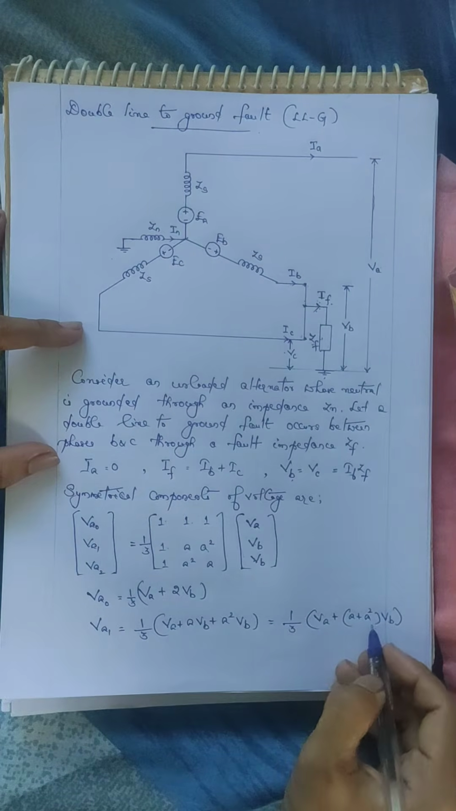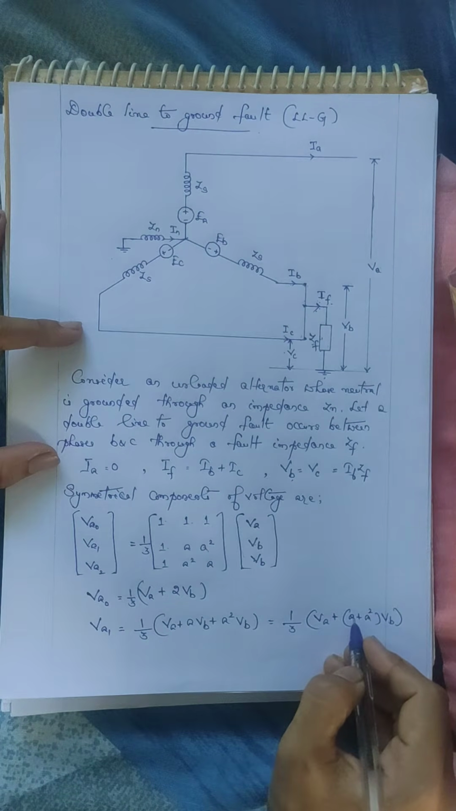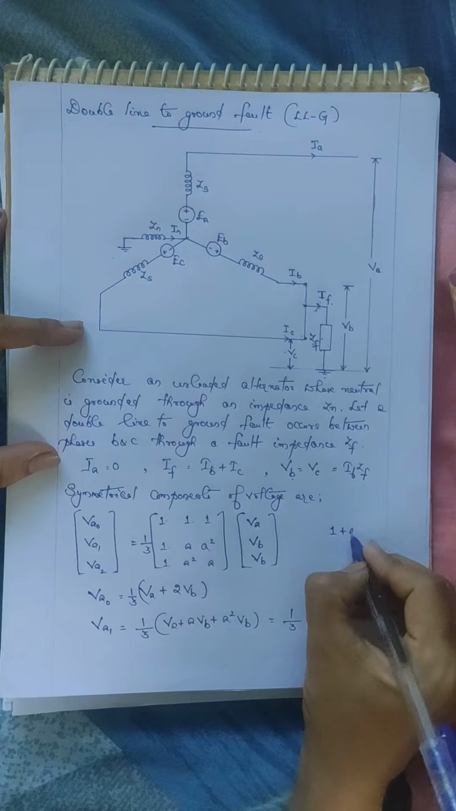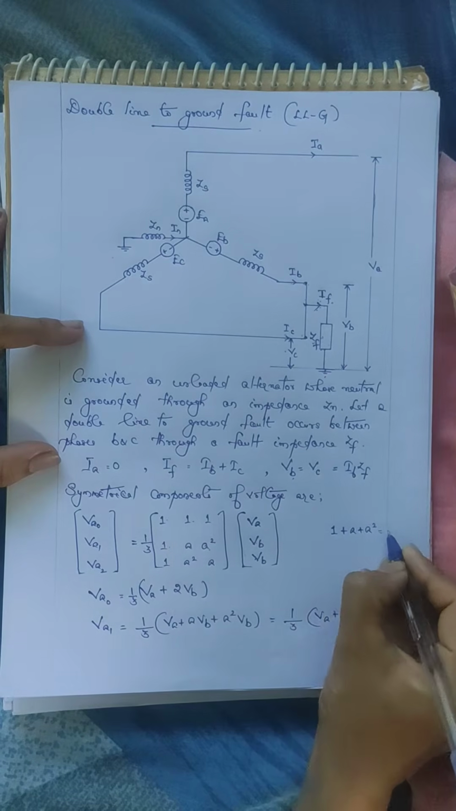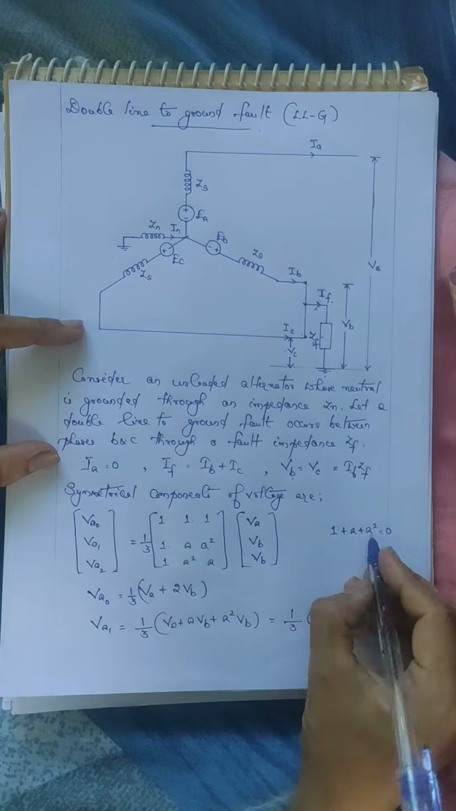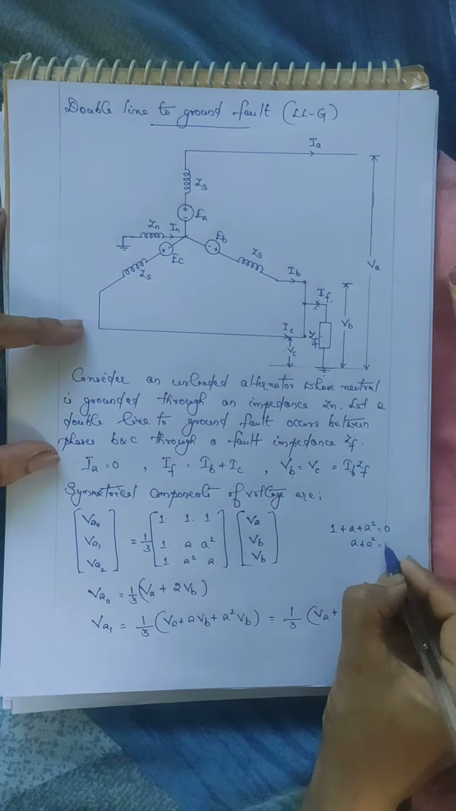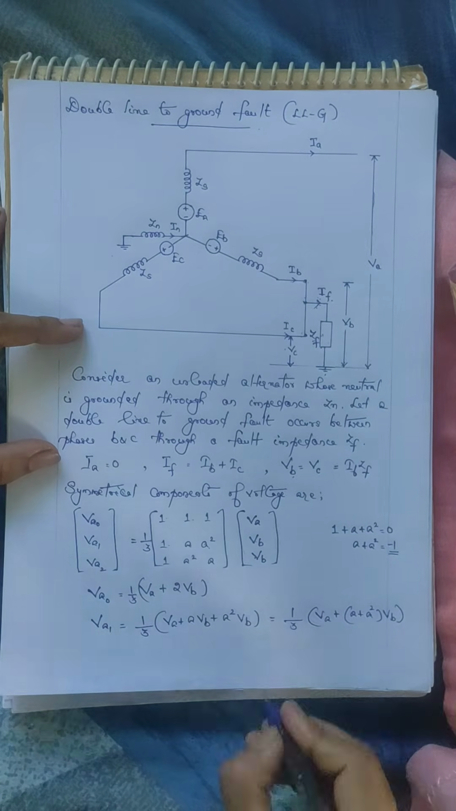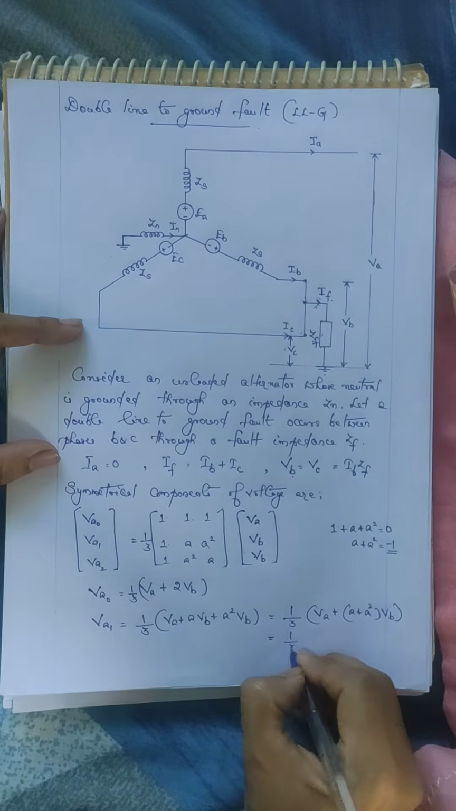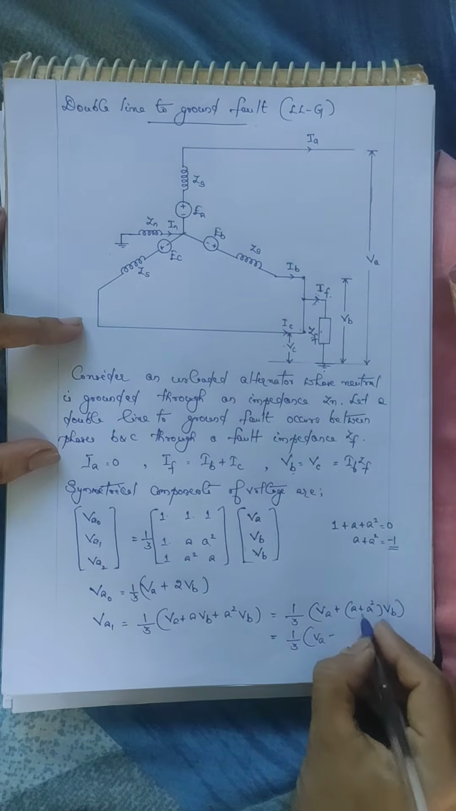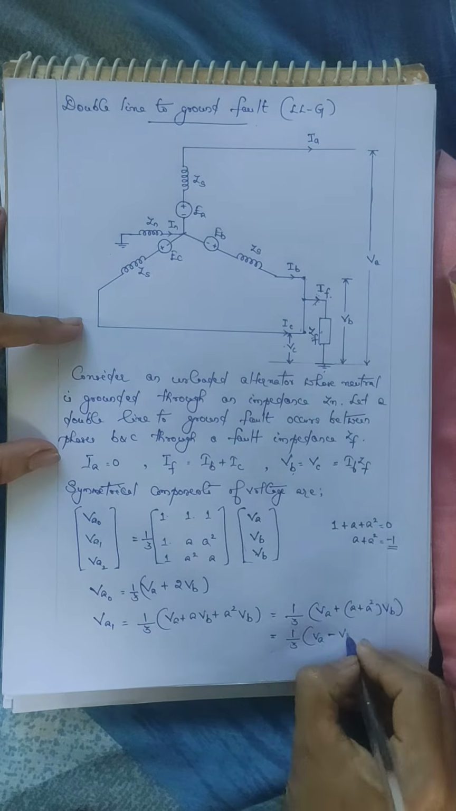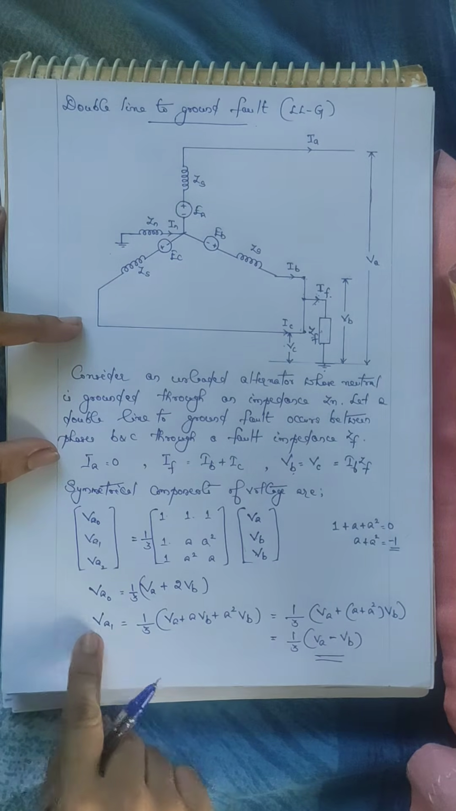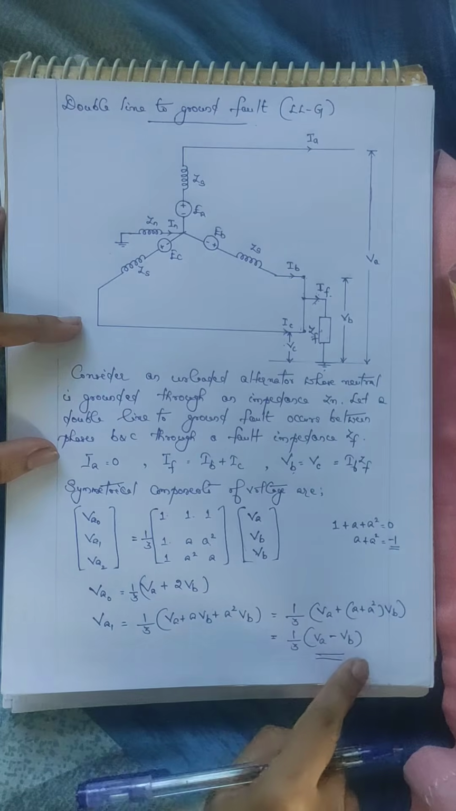And what is A plus A square? We know that A is the complex operator 1 angle 120, and we have already seen the relation 1 plus A plus A square is equal to 0. So from this equation we can write A plus A square is equal to minus 1. So instead of A plus A square we can substitute minus 1 here. This will become 1 by 3 into VA minus VB. So the positive sequence voltage VA1 is equal to 1 by 3 into VA minus VB.